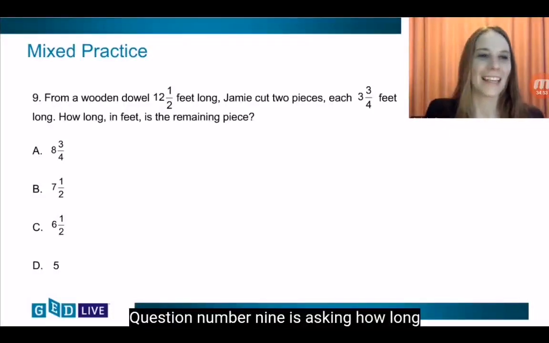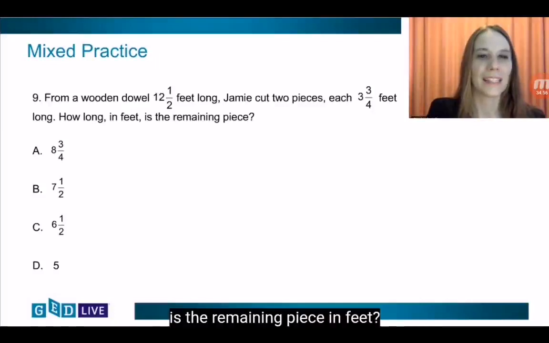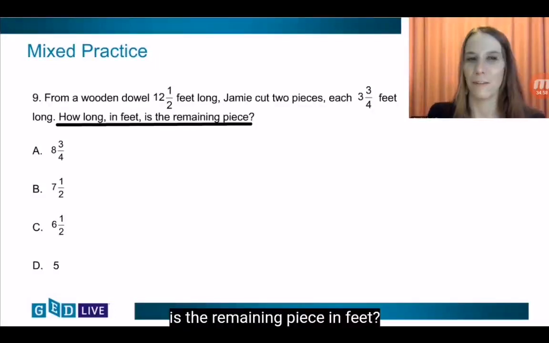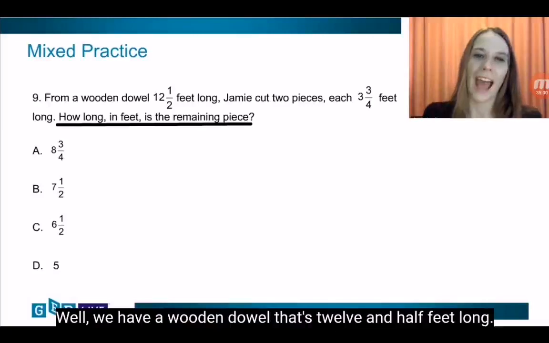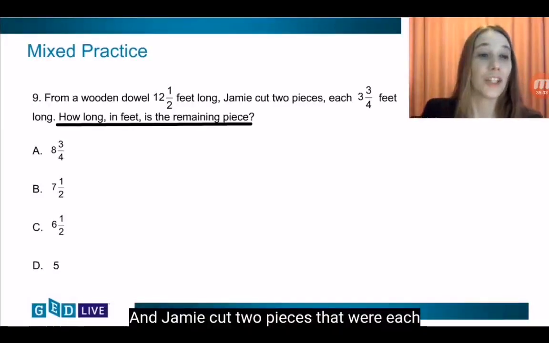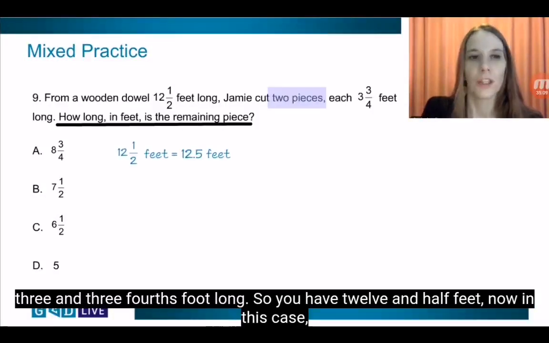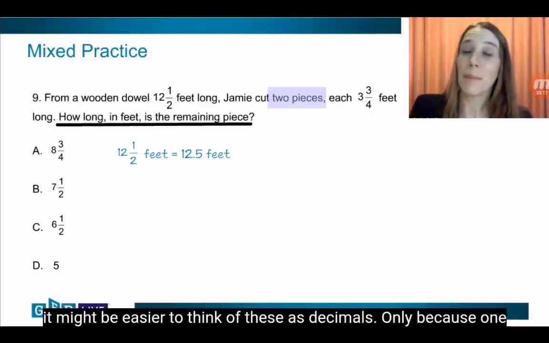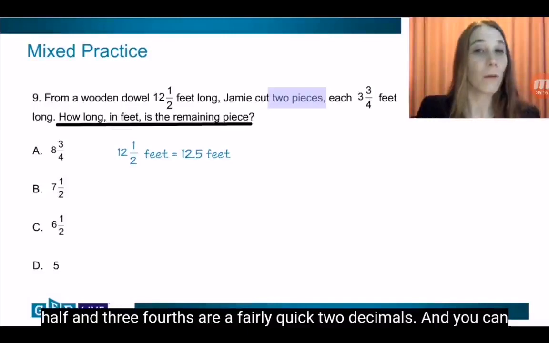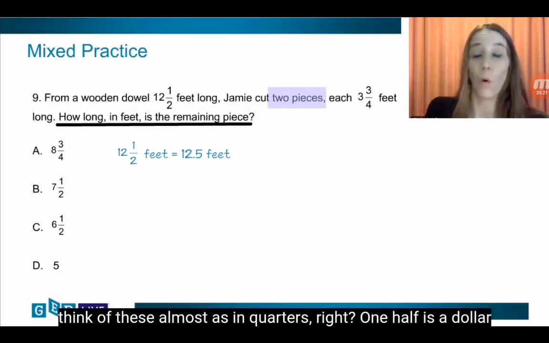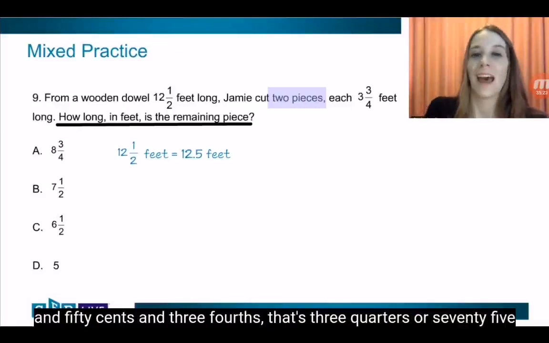Question number 9 is asking how long is the remaining piece in feet? Well, we have a wooden dowel that's 12.5 feet long, and Jamie cut 2 pieces that were each 3 3/4 foot long. So you have 12.5 feet. Now in this case, it might be easier to think of these as decimals, only because 1/2 and 3/4 are fairly quick to decimalize. You can think of these almost as quarters, right? 1/2 of a dollar is 50 cents. 3/4, that's 75 cents.